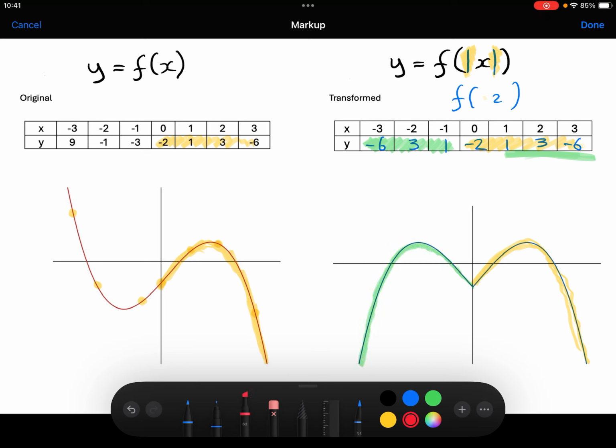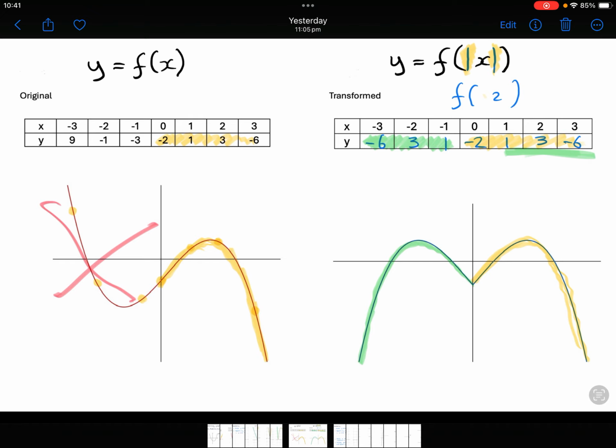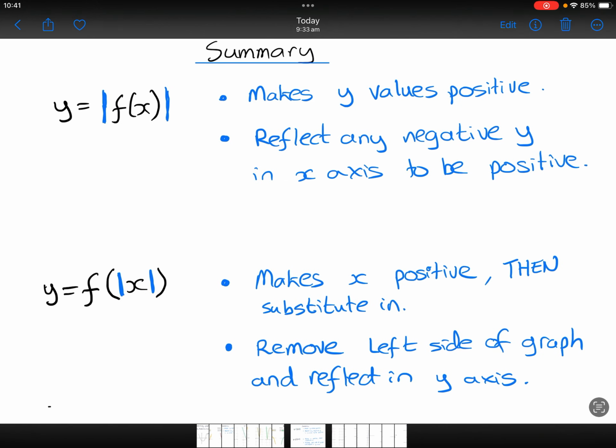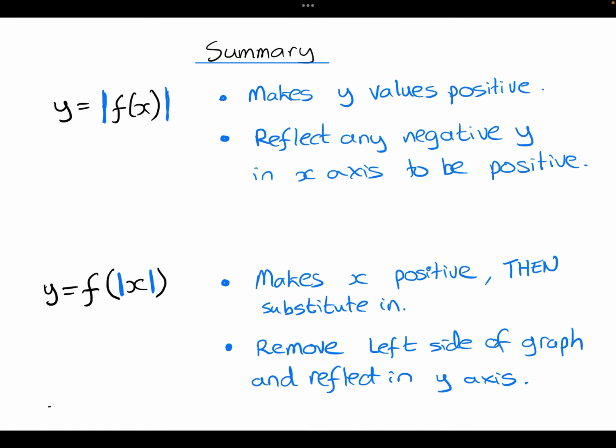So I am ignoring completely the left-hand side of this graph. I'm not plotting that at all, and I'm replacing it with the reflection in the y-axis. And so that's my summary for this transformation. It makes the x positive, then substitute in. The effect of that is I've removed the left-hand side of the graph, the negative part of the graph, and then I reflect the positive part in the y-axis.